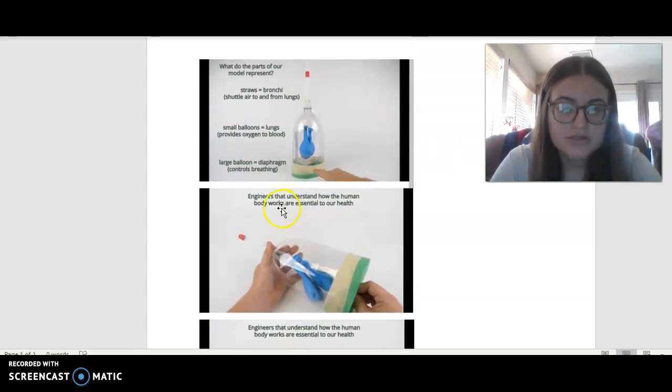For this project, we had to watch an engineering video that described a model of the lungs, and here is the model of the lungs.